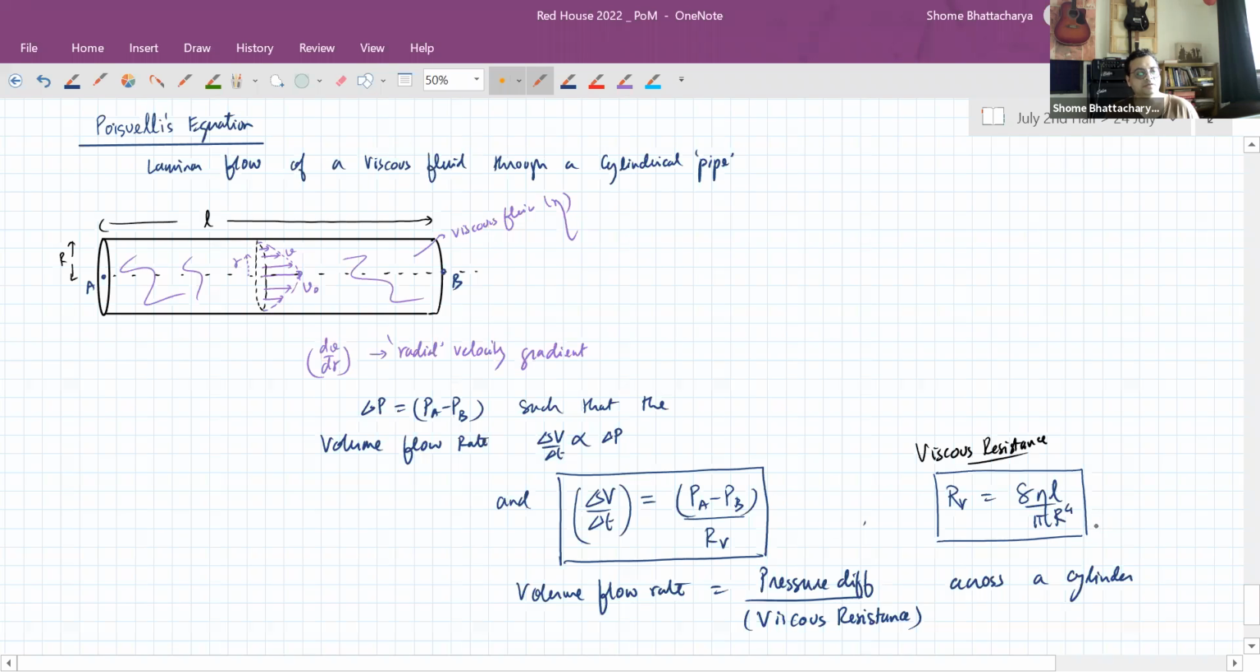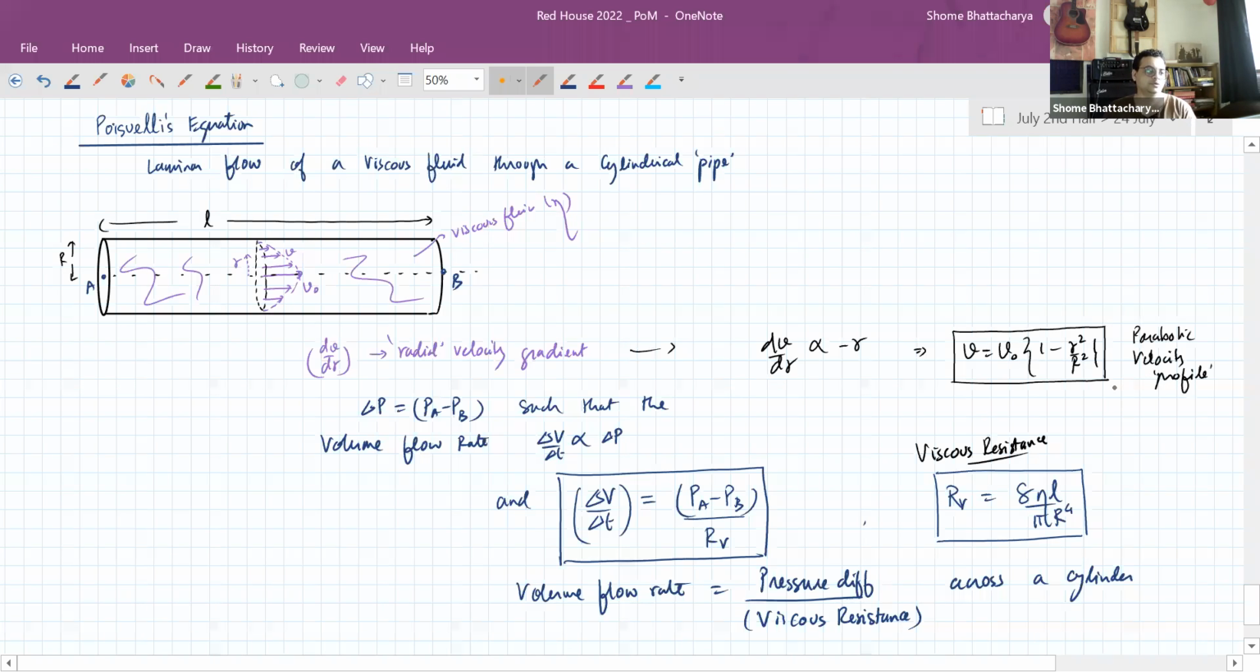It's a very interesting derivation, and we'll also get a relationship for the velocity gradient. We'll see that dv by dr is going to be proportional to minus r. So we get v like this. It is basically what we call a parabolic velocity profile. It's not a linear velocity profile. If we draw those vector arrows proportional to the actual velocity, the shape of the envelope they form will be a paraboloid.